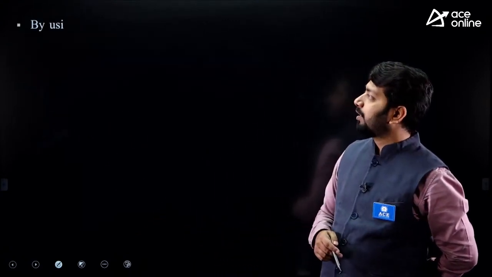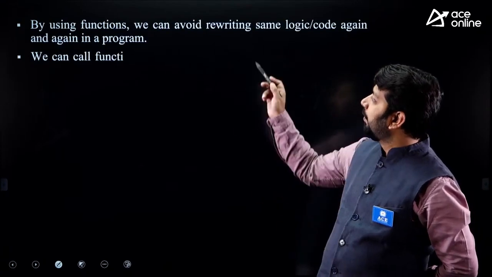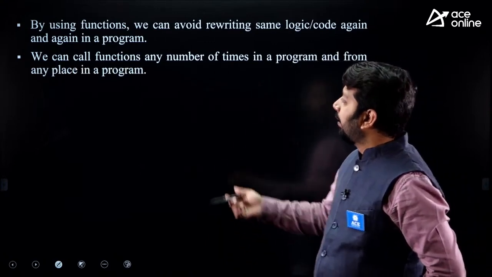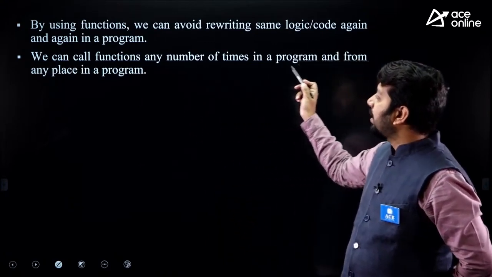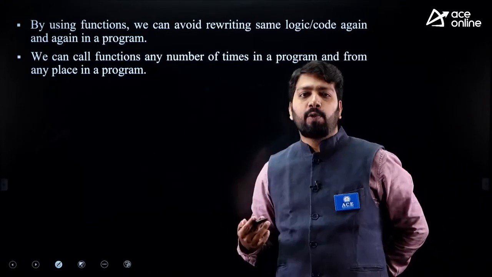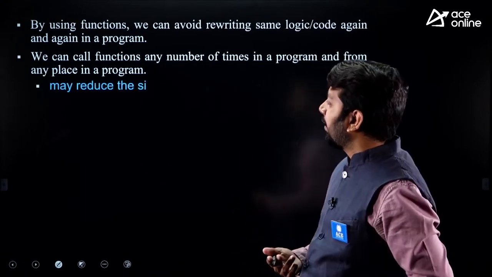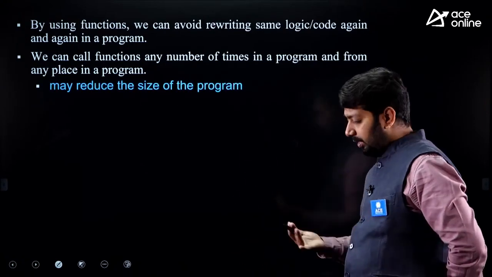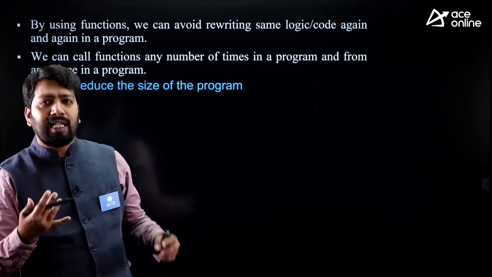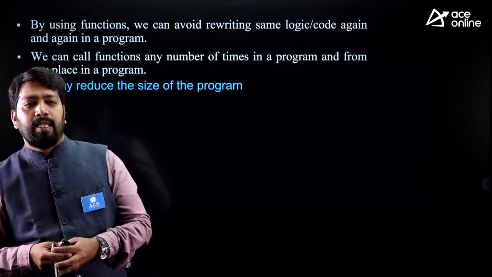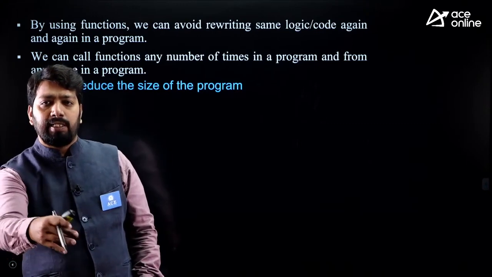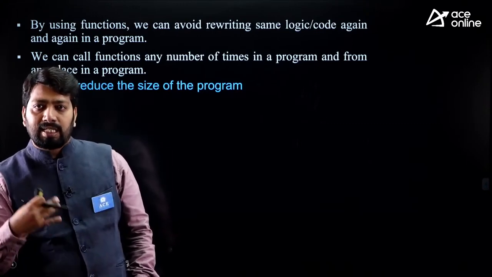Why? Let's see function property. By using function, we can avoid rewriting the same code or same logic again and again. We can call function any number of times in a program and from any place in the program. Is it or not? Next, it may reduce the size of the program. For example, suppose there are 10 lines of code. That 10 lines of code you are utilizing at various places in your program. Not continuously.